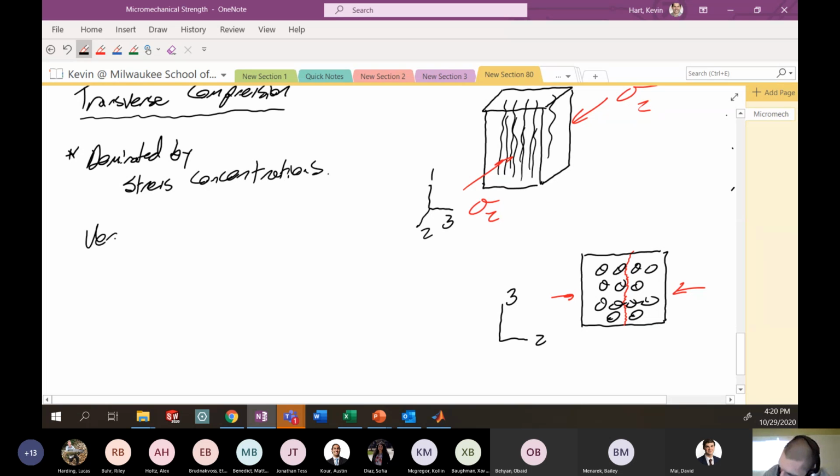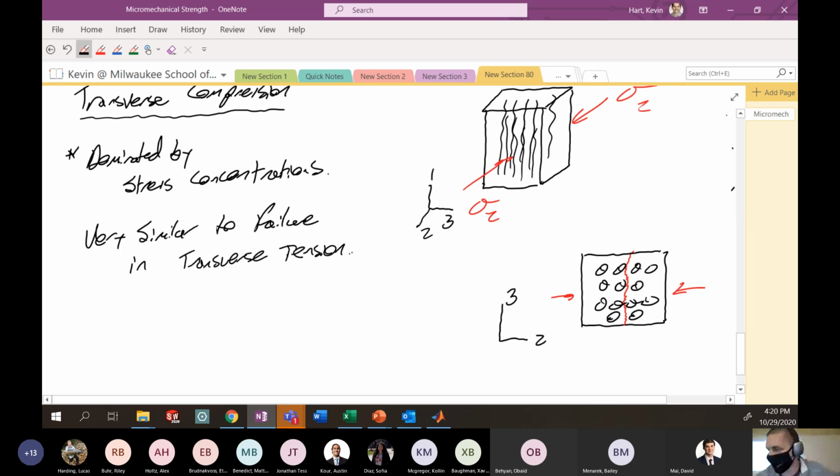And it's very similar to failure in transverse tension, though generally it's not as bad. The tensile 2 direction is going to be worse than the compressive 2 direction.